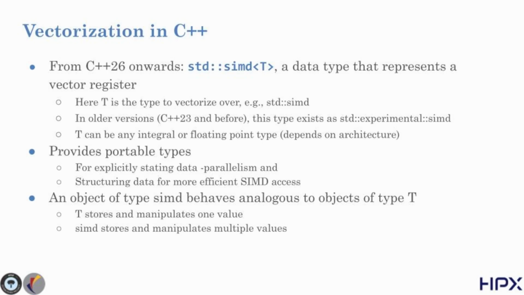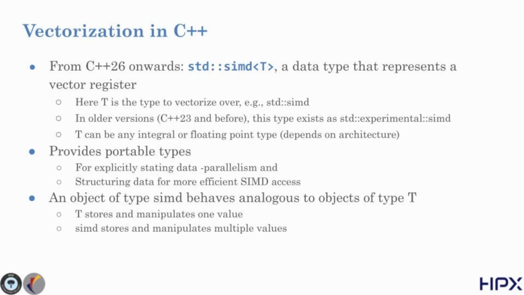But how do we program this? Very few people want to write assembly code, right? So how do we do SIMD in C++? C++26 introduces std::simd. For C++ versions earlier than 26, SIMD still exists, but it's in the experimental namespace.